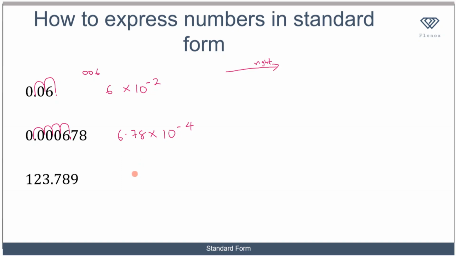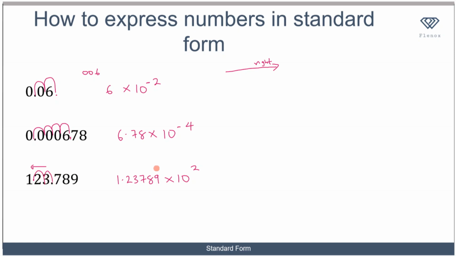And let's do this final example to quickly recap. In this case, to move it to a number between 1 and 10, I have to move the decimal point from here to this point. So what am I left with? I'm left with 1.23789, then times 10 to the power of, how many times did I move it here? 1, 2. I moved it twice and I moved it towards the left direction. So the exponent here is going to be positive 2. Let me make it visible. I moved it twice, 1, 2.